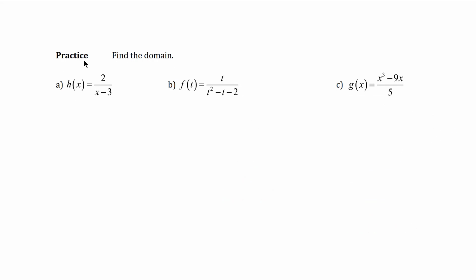Next, we have a practice problem. Find the domain. For part A, we have h of x equals 2 divided by x minus 3. For part B, we have f of t equals t divided by t squared minus t minus 2. For part C, we have g of x equals x cubed minus 9x, all divided by 5. Alright, so go ahead and pause the video, find the domain for each problem, and then check back with the video to see the solutions.